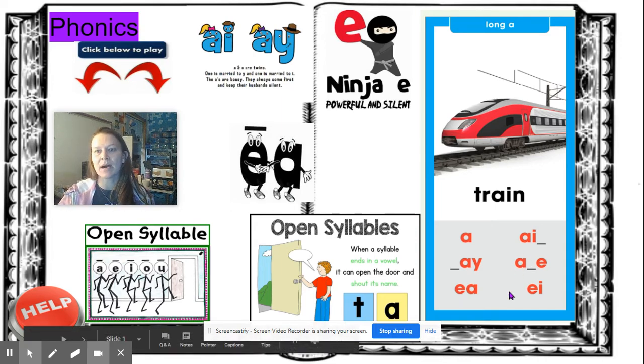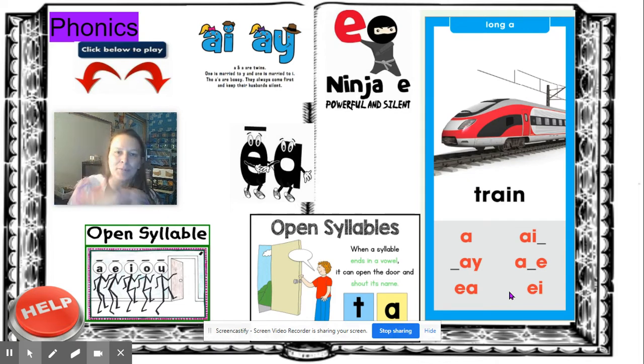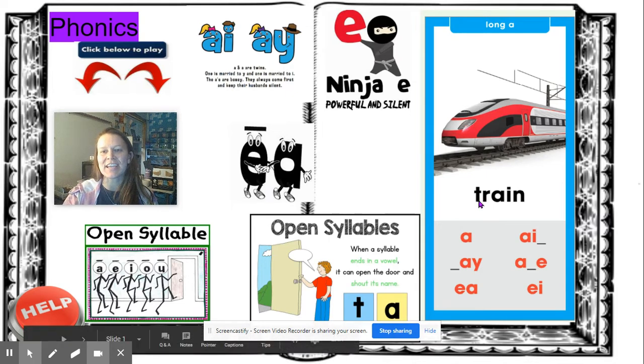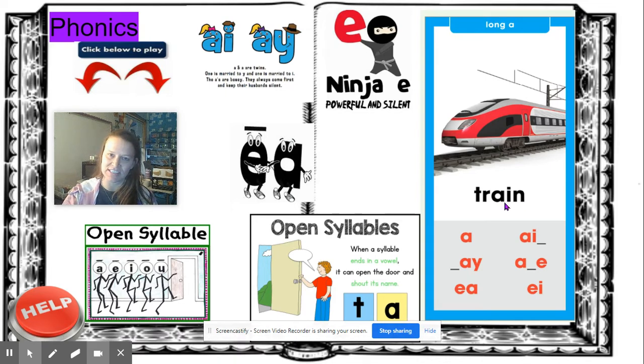So that long A, saying its name, right? Not the short vowel sound, like that baby apple from the beginning of this year. Long A is when it says its name, A. So of course we know this is a picture of a train. When I look at this word, there's train, because that AI is a chunk that says A.